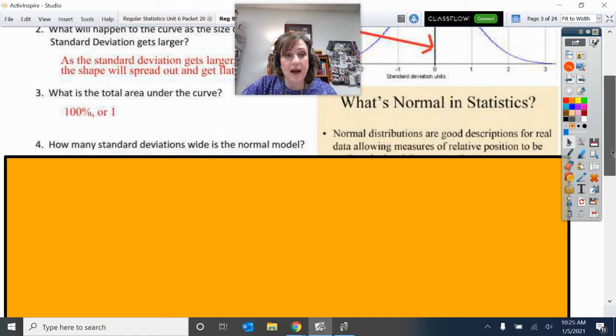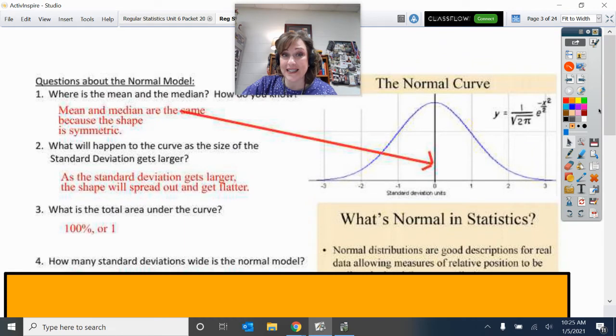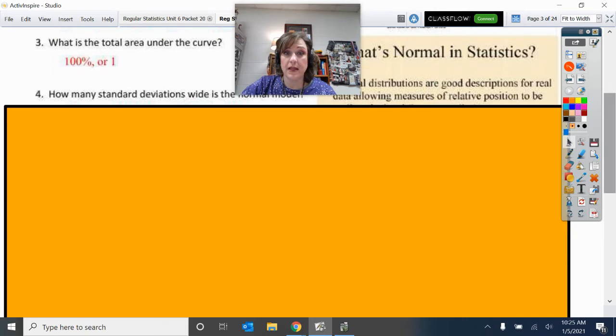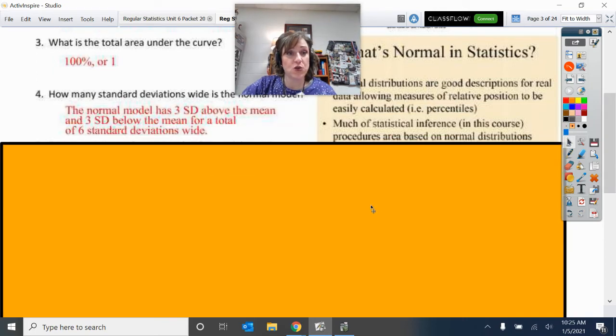Oh, this is interesting. How many standard deviations wide is the normal model? Well, you can see we're going 3 standard deviations below the mean and 3 standard deviations above the mean. So that is 6 standard deviations wide. So if I told you the minimum and the maximum of data and it was normally distributed, then you could approximate the standard deviation because you would know there are 6 standard deviations from that min to the max. Okay, so interesting there.